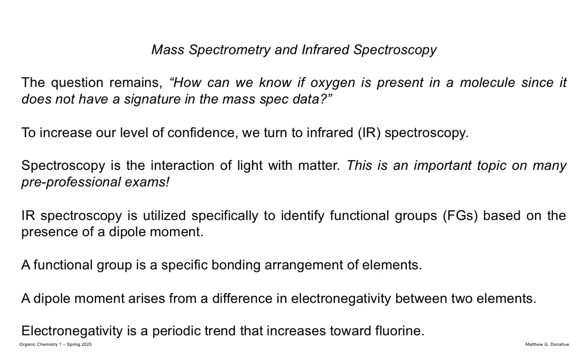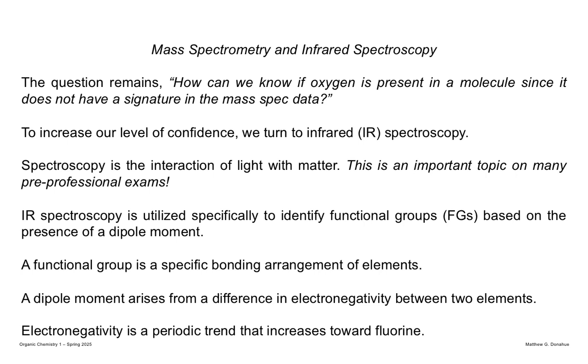So the question that we had from mass spec was that some of these heteroatoms show a unique signature that indicates that element is present in the molecular formula. But oxygen, which is one of the most common elements in organic chemistry, is ambiguous as to whether it's present just based on the mass spec data. And to increase our confidence level in determining if an oxygen functional group is present, we're going to look at infrared spectroscopy.